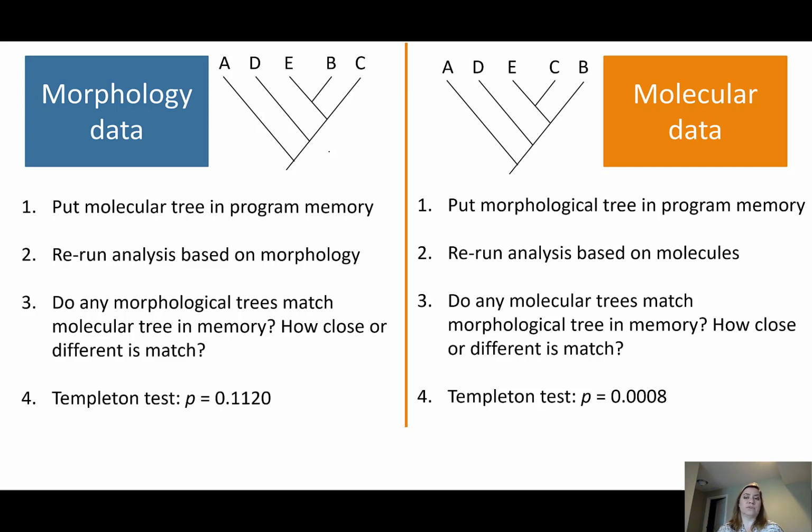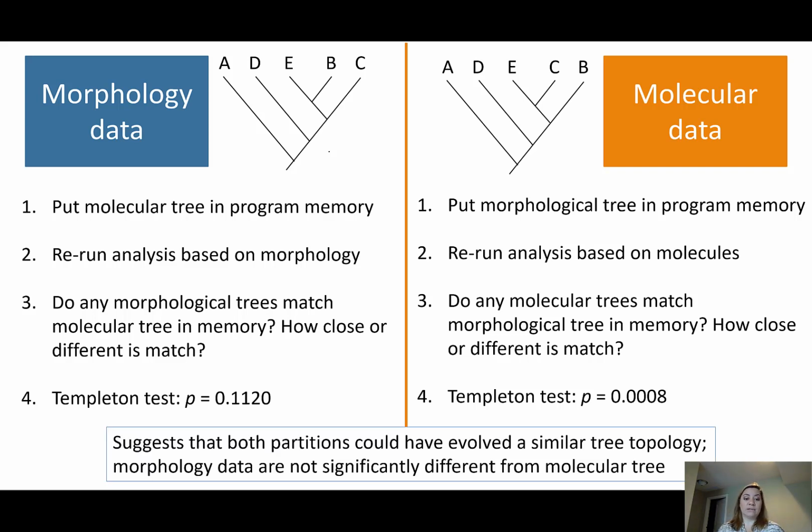Is that value significant? Would you reject the null hypothesis? You can pause, and I would argue that yes, you do reject the null hypothesis. So what does this mean exactly, right? You do not reject the null with the morphological data set, but you do reject the null hypothesis for the molecular data set. What that means is that both partitions, morphology and molecules, could have evolved a similar tree topology.